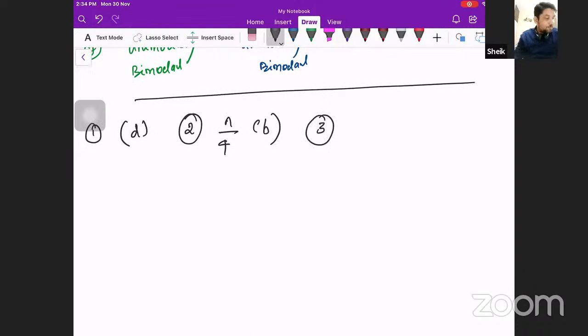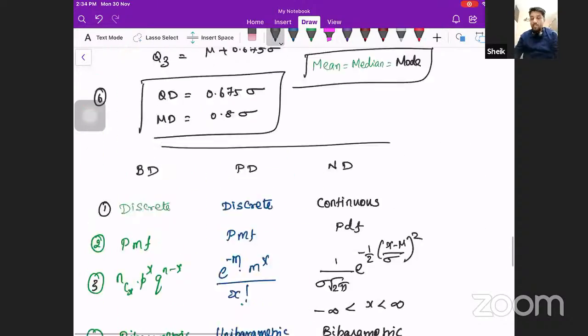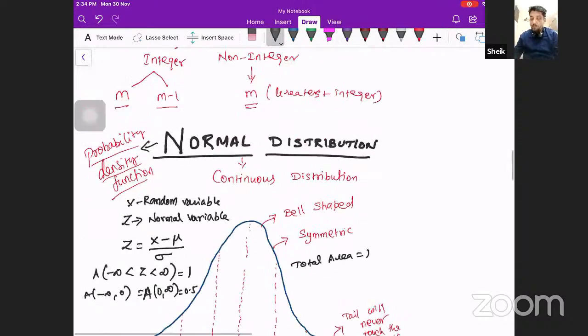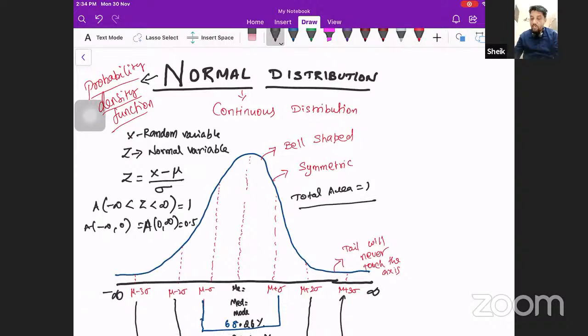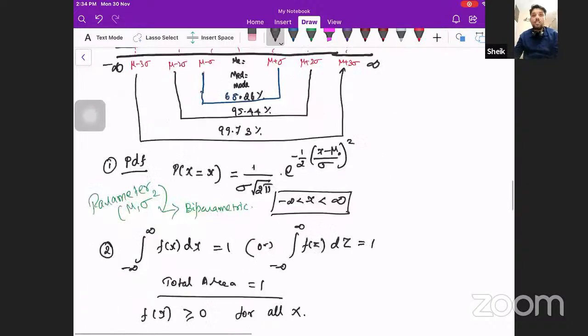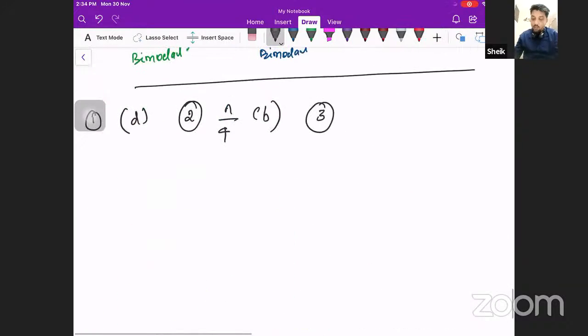Third one. The total area of the normal curve. Sir, this is very simple, sir. What is the total area of the normal curve? It is nothing but 1. So the total area of the normal curve is 1. So what is the option? Option A.